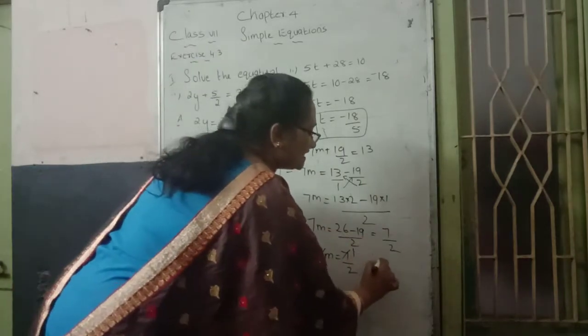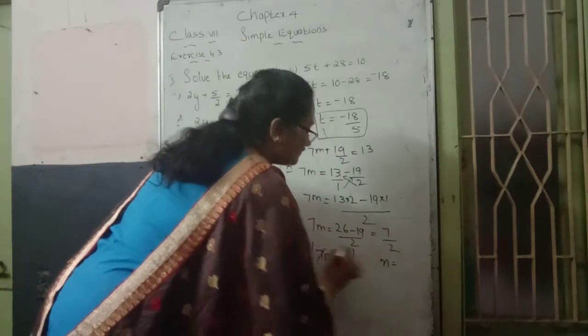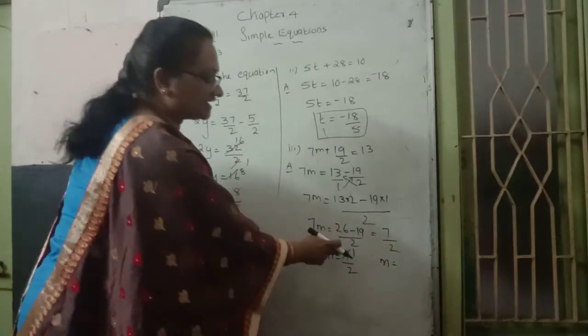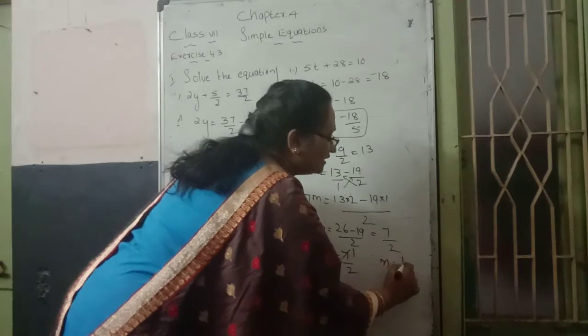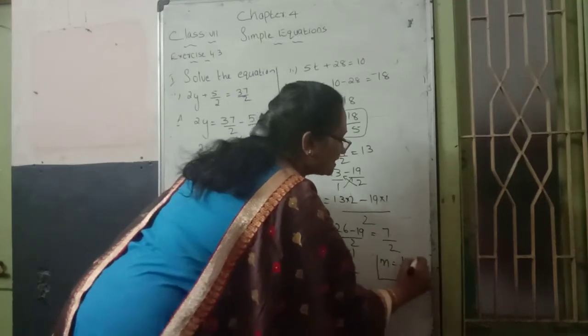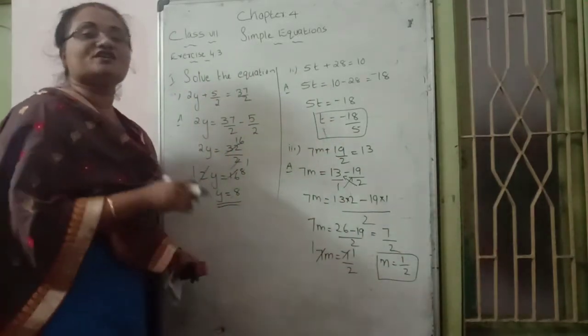Therefore our final m becomes how much? 1m means m only. Here the right side numerator value is how much? 1. The denominator value is 2. So the m value becomes how much? 1 by 2 is the answer.